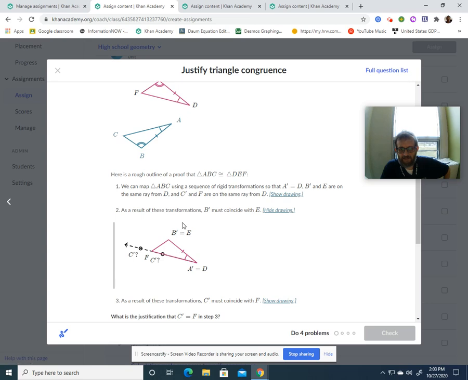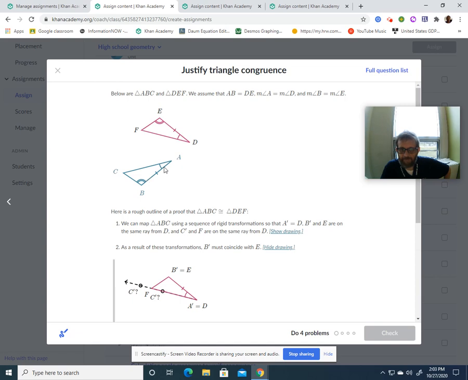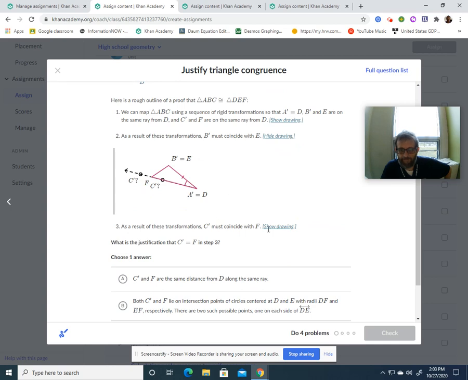Then it says, as a result of the transfer, B and E are in the same place. Okay? Because, and again, we'll get there in a minute, it has to do with the fact that AB and DE are the same length. So when you put A on top of D, then B is going to land on top of E because they're on the same ray and the same length away.